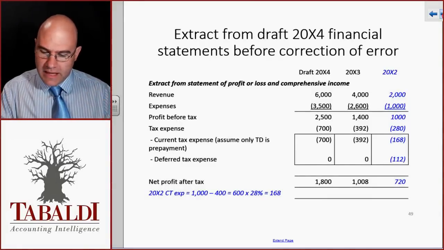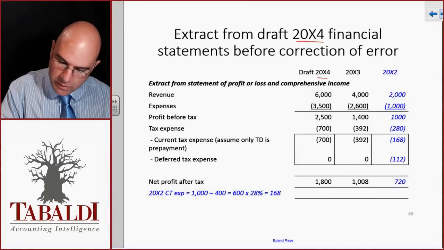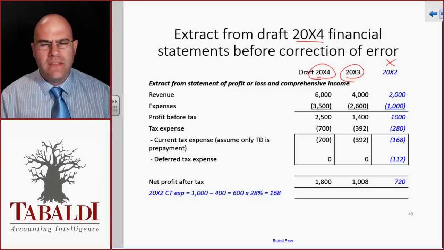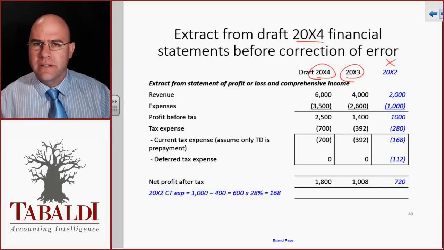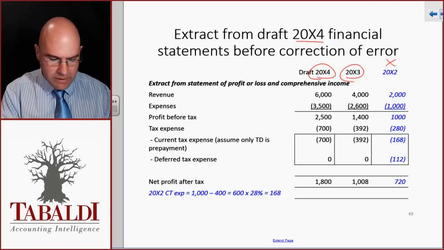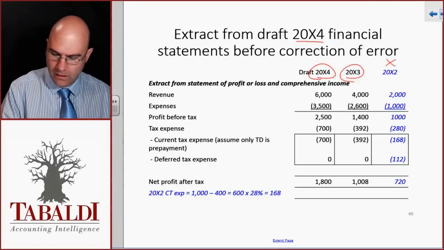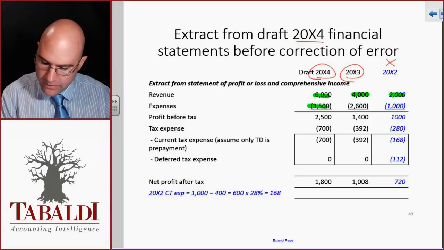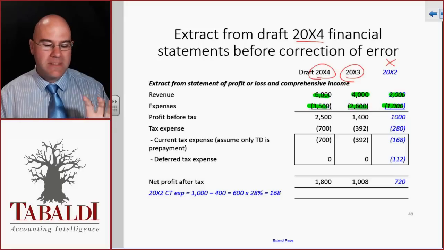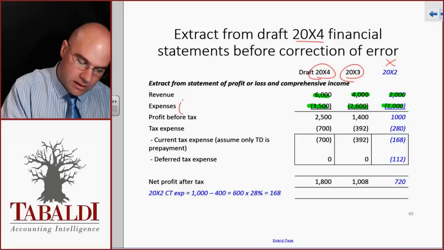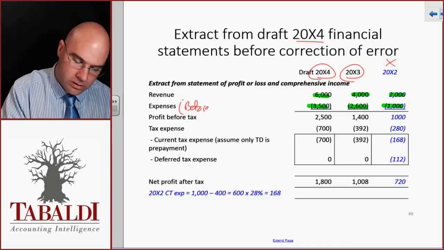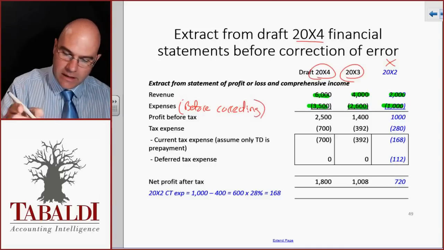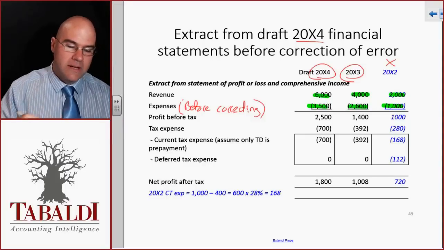So as a result of that, the 20X4 financials, which should be 20X4 and comparatives, I've just included the 20X2 for illustrative and information purposes. But let's say we had revenue of 6,000, 4,000, and 2,000, expenses of 3.5, 2.6, and 1. Remember, this expense is before correcting the error, please. Okay, so the error is not corrected.